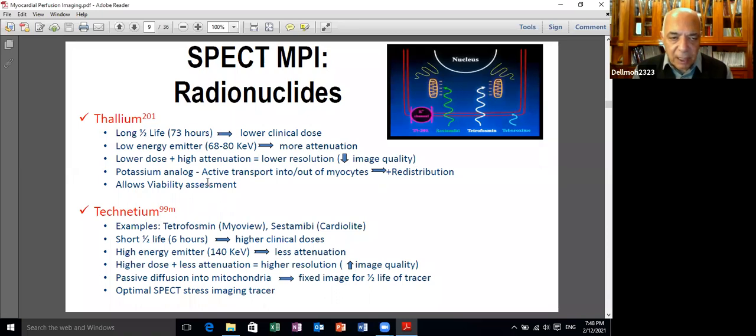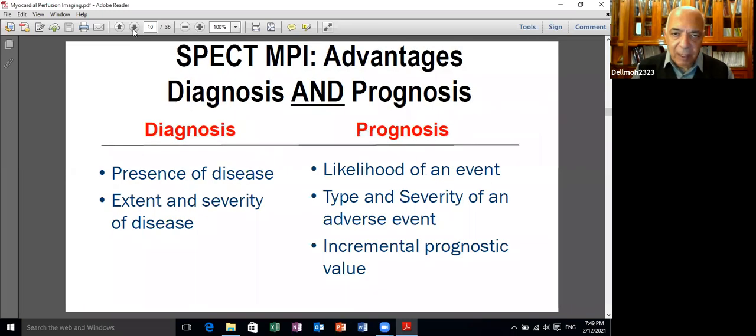One advantage is that it has a high energy, which is very suitable to the gamma camera, 140 kilo electron volt. So there is less attenuation. The less attenuation and the higher dose which is being used result in a higher image quality. It diffuses passively without needing an enzyme to the inner mitochondrial membrane, where it gets fixed for the half-life of the tracer, and it produces optimal pictures much better than thallium. So we use it frequently and relegate thallium to viability study.